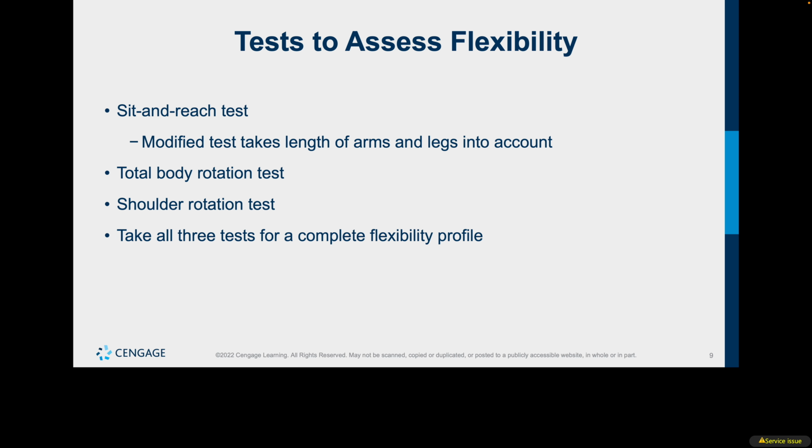Assessing flexibility. There are various tests to assess flexibility, but the number one or gold standard test to assess muscular flexibility is the sit and reach test. And you will have an example of the sit and reach test in the supplemental resources section of the module. There is also the total body rotation test, the shoulder rotation test. It is recommended that individuals take all three tests for a complete flexibility profile.